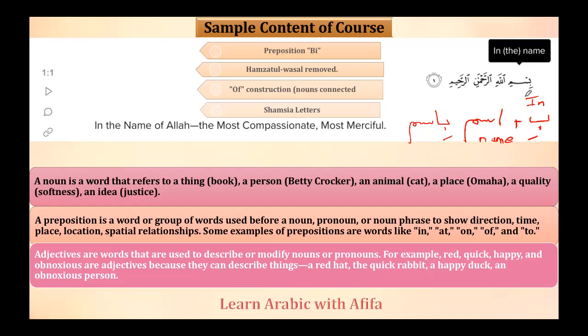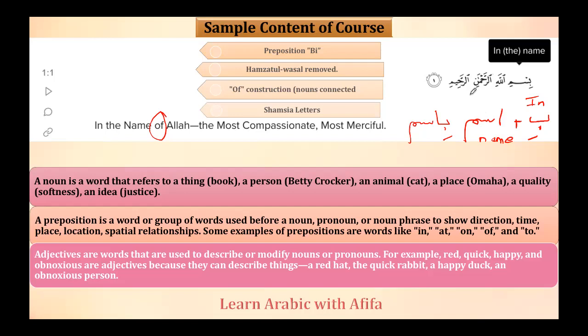The second thing we observe here is in the English translation, it is in the name of Allah. You might be wondering, where is the of in Arabic and where is the al, which is the in Arabic? We are going to learn about these special constructions, the of constructions as they're called, in one of our future lessons. When there are two nouns tied together, they form the of construction, like right here, name of Allah. We will study this in detail, inshallah.